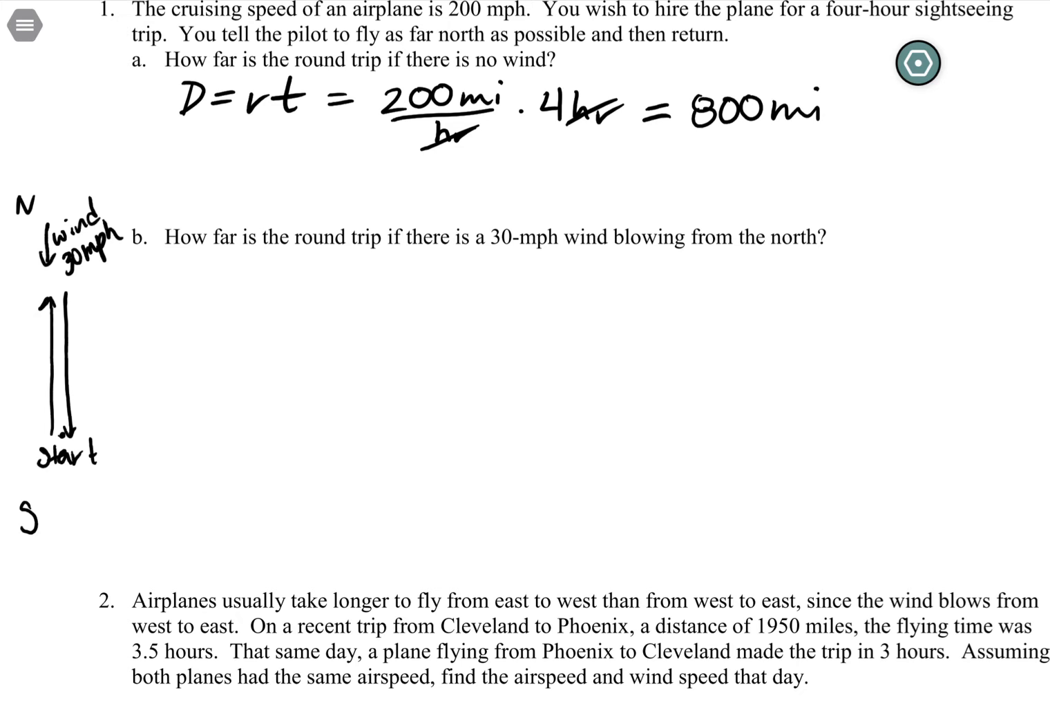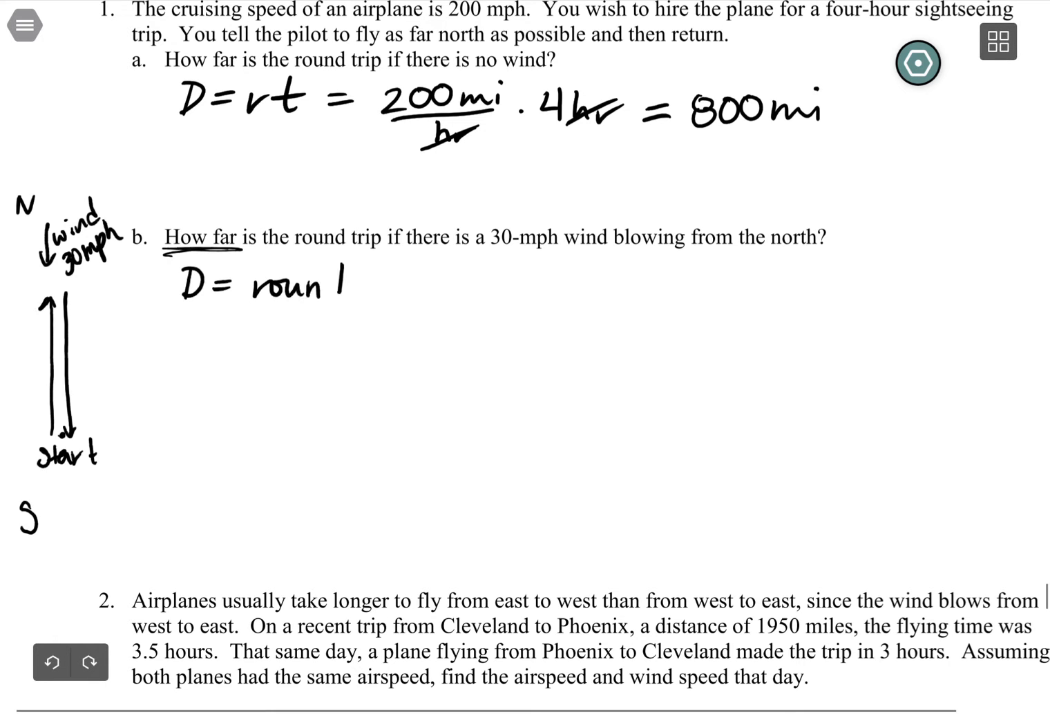Okay, so let's start thinking about what we need. We need a variable, and I actually think that's a really good place to start, so you know what you can represent with your variable and what you have to sort out some other way. This is a how far question. How far is the round trip? So, here, big D equals round trip distance. Let's do that. So there's our variable.